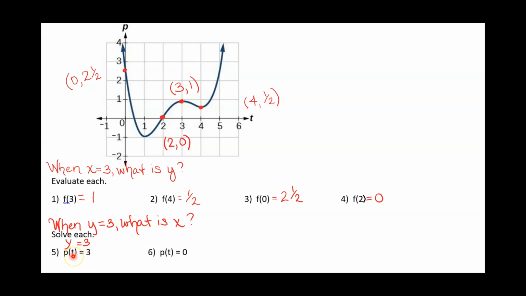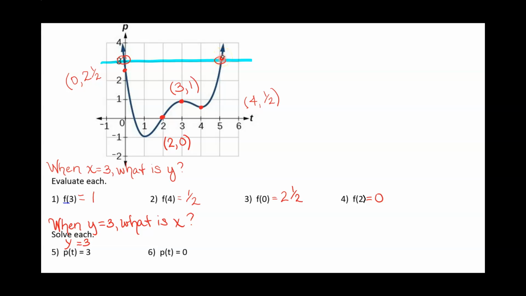What was your x? What was your input? All right, so we're going to come up to our graph and we're going to look at where y is equal to 3. So when y is equal to 3, that's right here. So you can see that would be this point right here, which to me looks like 0, 3. And this point right here, which to me looks like 5, 3.